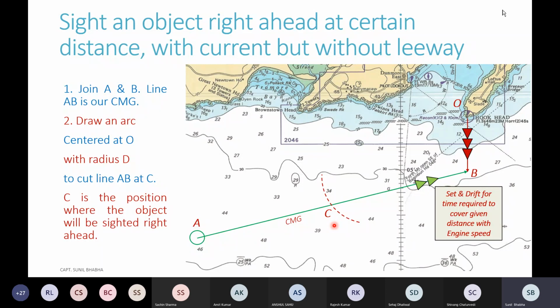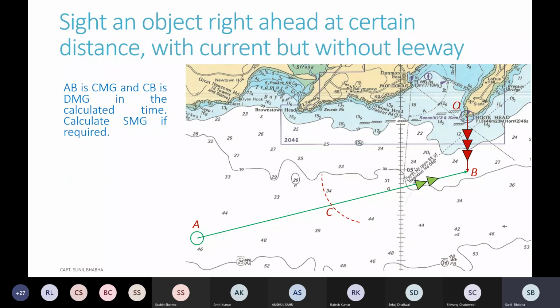Now this Charlie point or position is that point where the object is going to be sighted right ahead. When we are moving on the AB course made good track, it is at this particular point Charlie that the Hook Head light will be sighted right ahead. Now how is this possible? As I told you, line AB is our course made good line, and we have found out this point Charlie.